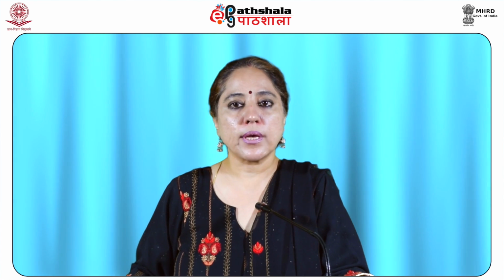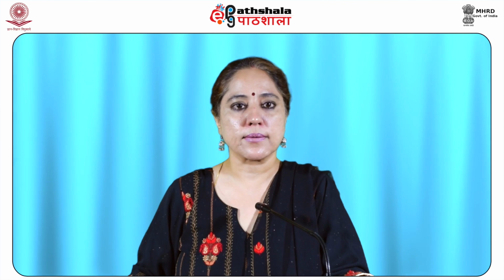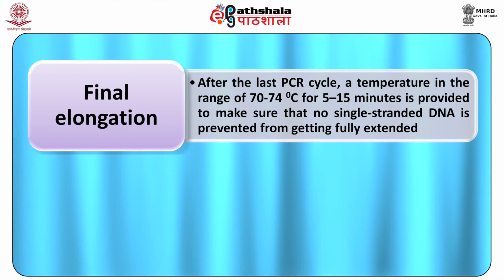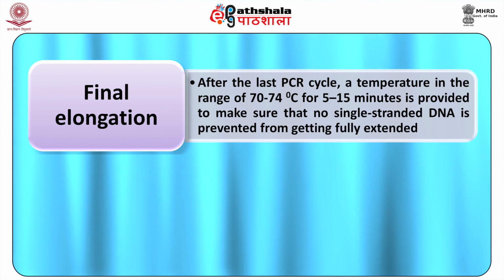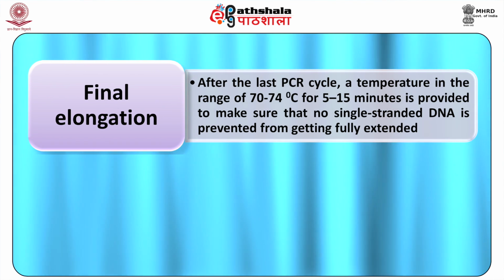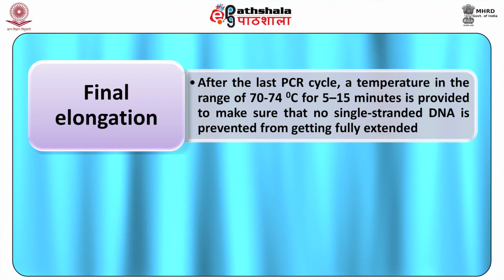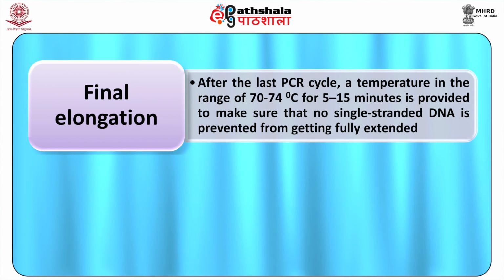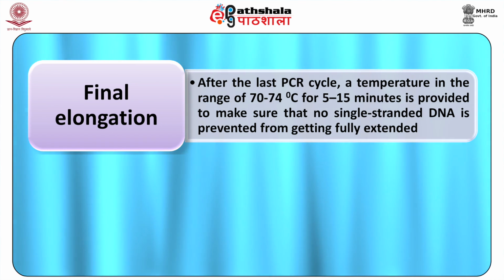With each repetition of this step, the amount of the specific DNA fragment target gets doubled exponentially. The final elongation: after the last PCR cycle, a temperature in the range of 70 to 74 degrees Celsius for 5 to 15 minutes is provided to make sure that no single stranded DNA is prevented from getting fully extended.